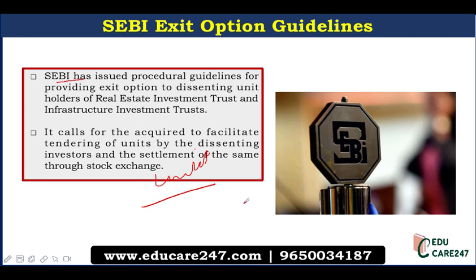The most common type of unit trust is an investment vehicle which pools funds from the investors to purchase a portfolio of assets. So, in this case, the investment vehicle which pools funds will be investing in real estate and infrastructure. So the guidelines said that an acquirer providing exit options to dissenting investors must facilitate the tendering of units by them and settlement of the same must be done by way of stock exchange. Tendering here means the process whereby shareholders submit their shares or securities in response to a takeover offer.